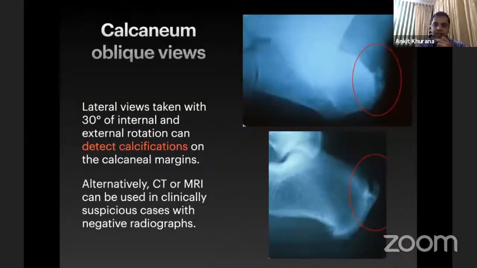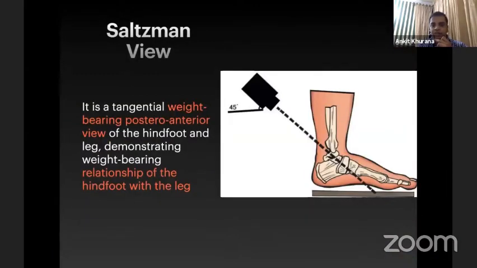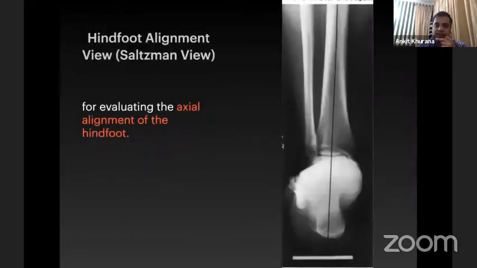They are done in both internal and external rotation. The Saltzman view is an important specialized radiograph that is done to assess the alignment of the heel. It is done with the foot positioned on the X-ray cassette and the X-ray beam directed at an angle of 45 degrees from the horizontal towards the ankle with the patient standing. So this gives an idea of the alignment of the hindfoot.